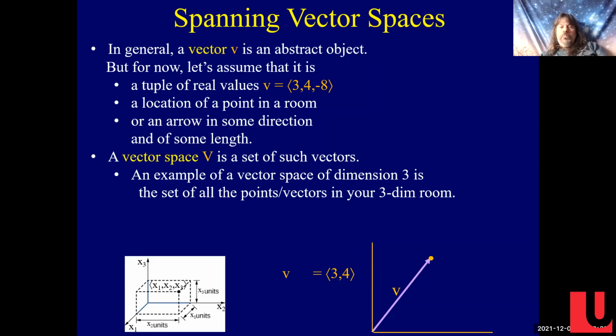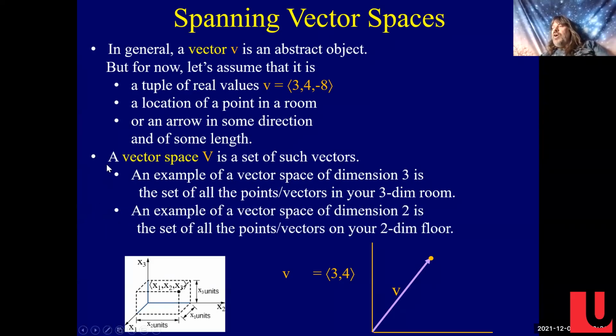All right, putting your faces up again so I can see nods of heads. Another example of a vector space is the floor in your room, right? It's a two-dimensional vector space. And another example of a vector space is a road. It's a one-dimensional vector space. Everybody good with that?